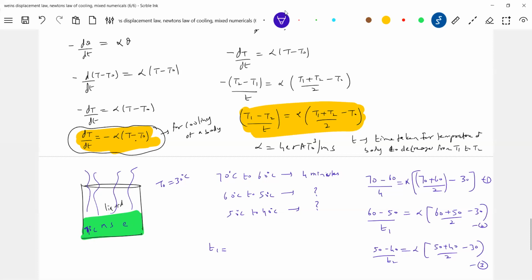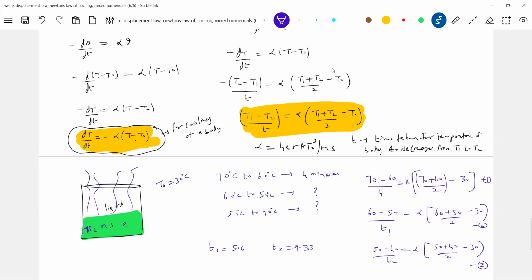Okay, let me check the values. T1 is 5.6. Yeah, this will be in degrees Celsius. The formula is modified, no? Actually, even if you put in Kelvin, the Kelvin gets cancelled, no? So in degrees Celsius, you can go for it. T1 is 5.6 degrees Celsius. T2, okay, I think very clearly the information is in front of you.